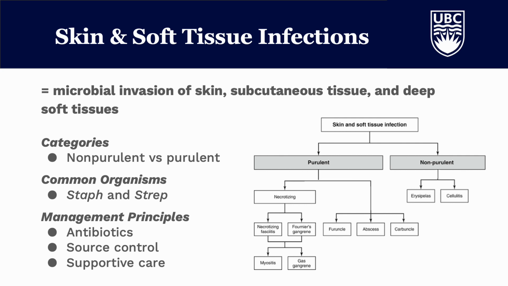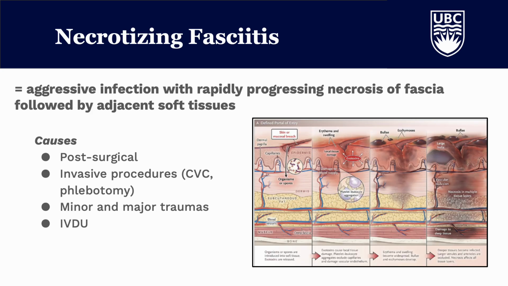Common skin and soft tissue infections are often attributed to staph and strep species. Necrotizing fasciitis is a complicated, purulent skin and soft tissue infection and is often referred to colloquially as flesh-eating disease. Following trauma to the skin, an infection can develop and spread within fascial tissue. Now, these fascial planes are more avascular than surrounding muscle and other soft tissues, which means that symptoms can take longer to become evident.